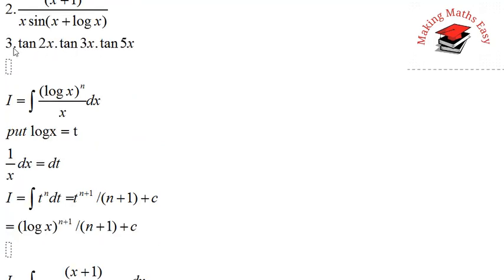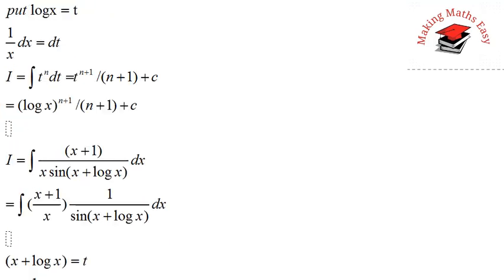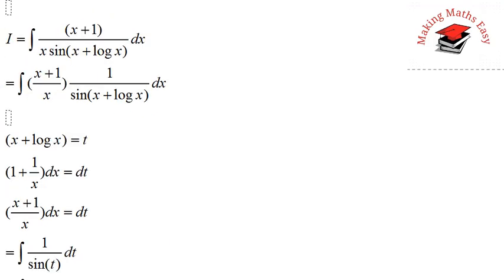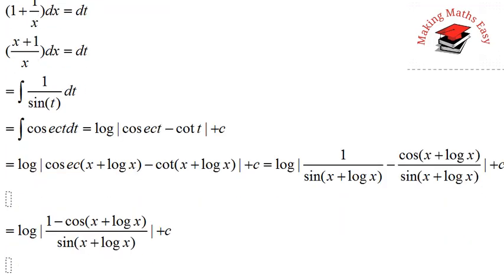So let's solve another sum. The third sum is tan 2x into tan 3x into tan 5x. This sum is a tricky type of question. We are having three tan terms which are multiplied with each other. This is very easy, but a tricky question which can be asked in the exam for 4 marks.